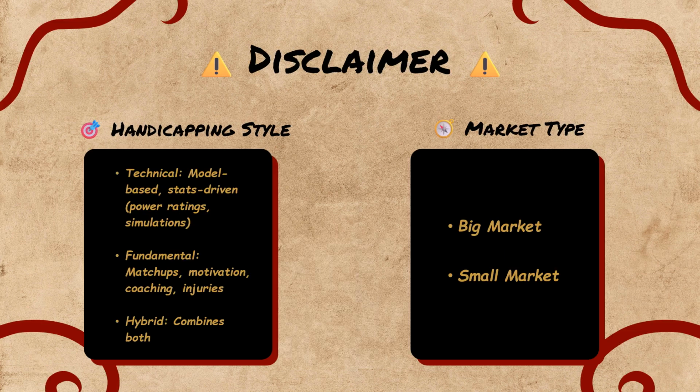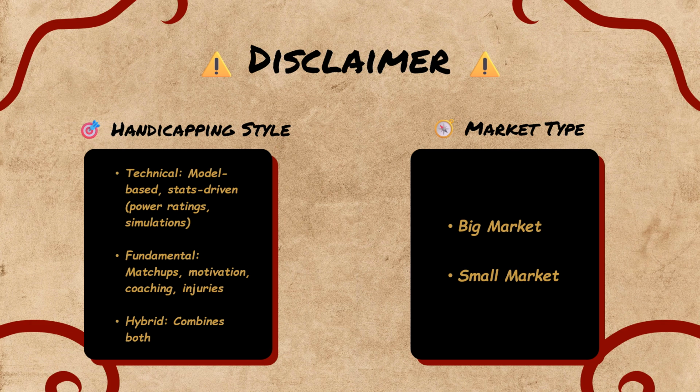Okay, so before we dive deep into the 9-step bet selection process, it's going to be important to recognize one key truth here. And that's your process should be tailored to match both your handicap and style and the market you're betting in. So let's start with the handicap and style. There are three main types. We've talked about this throughout the series. You have your technical handicapping. This is model based, stats driven, using simulations, advanced statistics, all that good stuff to project your outcomes.